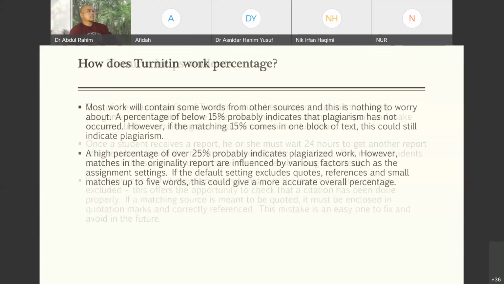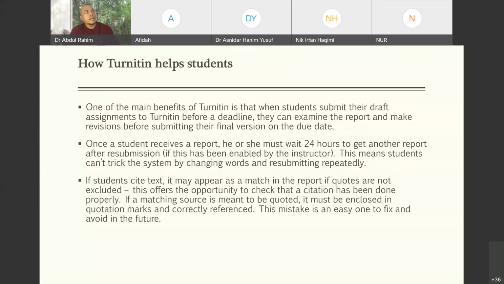Okay, next. How Turnitin helps students? After this we will show the technical part. All right, so nothing much on this session. Actually, 1 hour is enough, 1 hour and a half is enough.